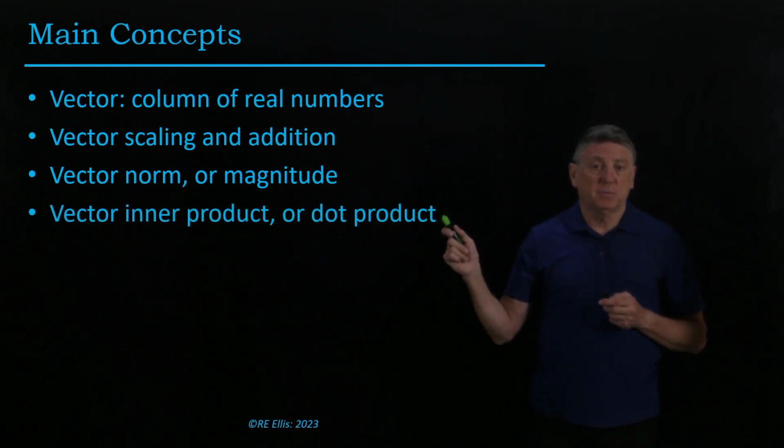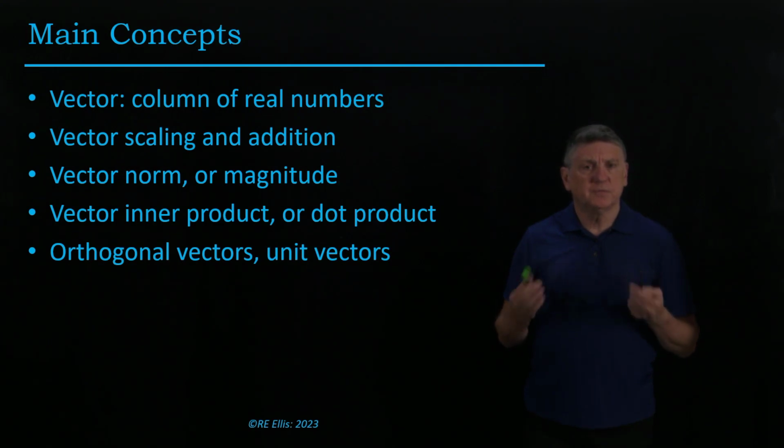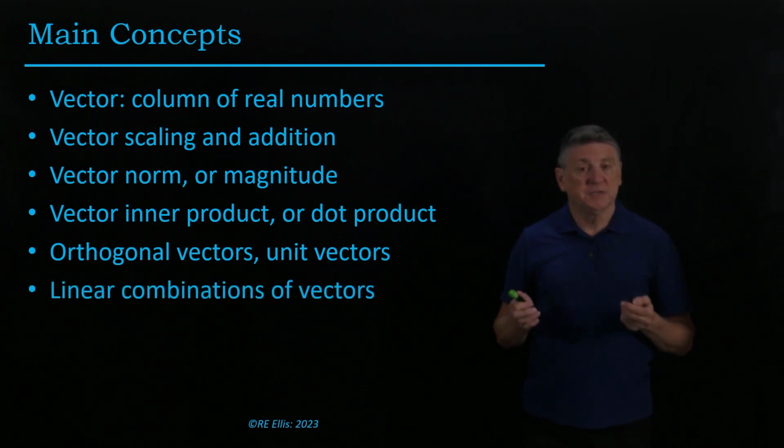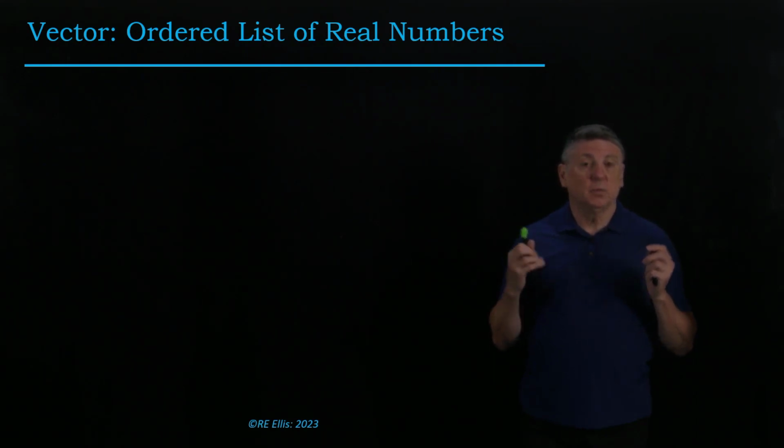We'll look at the dot product, which is one form of the vector inner product. We'll see what it means for a pair of vectors to be orthogonal and for one vector to have a unit magnitude. We'll look at linear combinations of vectors. And we'll start off by saying what a vector is.